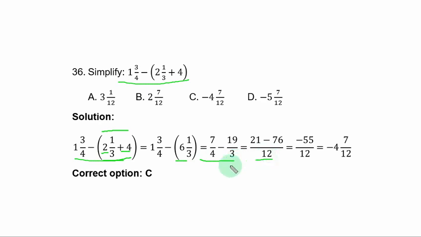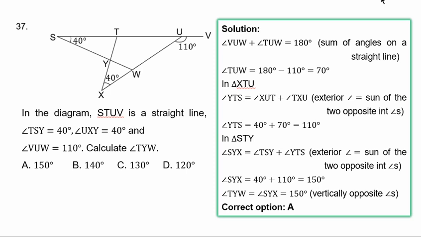If you divide 12 by 4, you have 3. 3 times 7 is 21. Divide 12 by 3, you have 4 times 19, you have 76. If you subtract, you have this result. Convert to mixed fraction, you have this. C is the correct option.